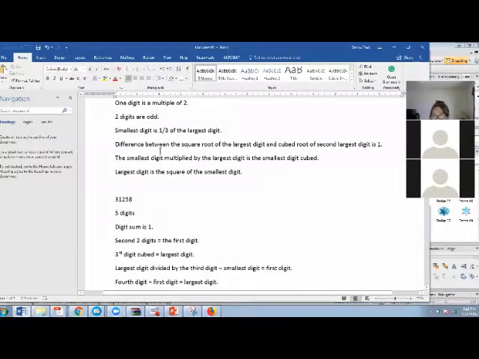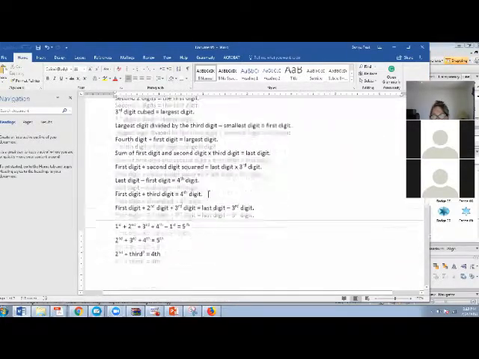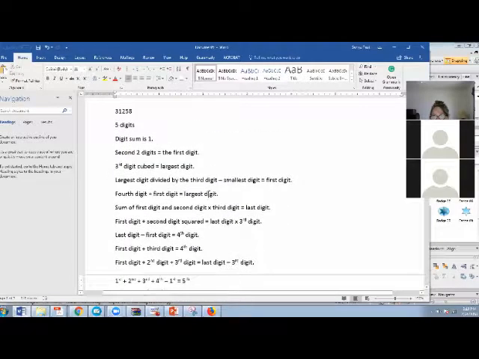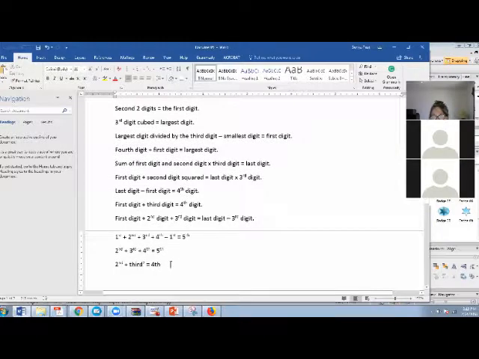Yeah, the difference between the square root of the largest digit and the cube root of the second largest digit is 1. The largest digit is the square of the smallest digit. Yeah, we had that one. All right. Okay, I have one. The second smallest is twice as big as the smallest. Okay. So we should have enough clues there now. The second smallest digit is twice.